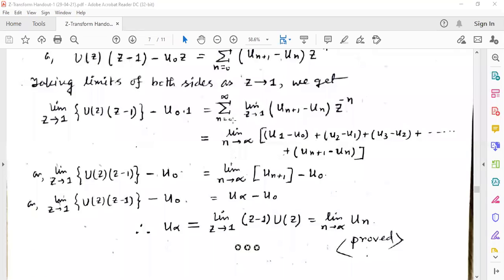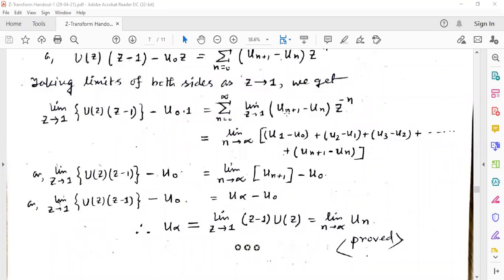Look here, what was the value of n? It was 0 to infinity. So put the value of n as 0 here. What will happen by putting n equal to 0? By putting n equal to 0, this will be u1 minus u0, right? Yes, sir. And the value of z is 1, so 1 to the power something equal to 1. So when we put z equal to 1, this part will be remaining 1.